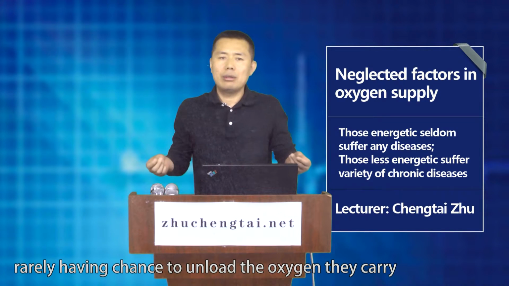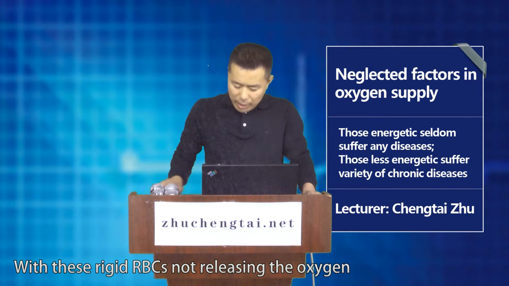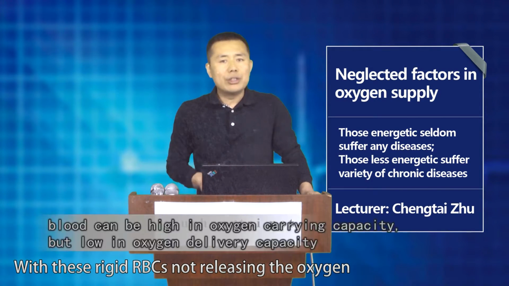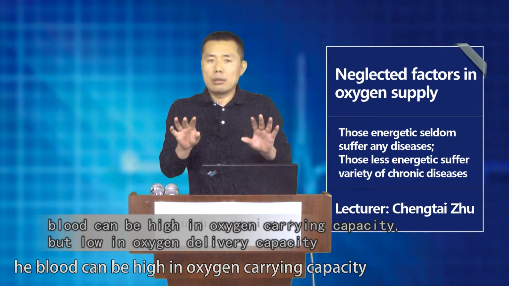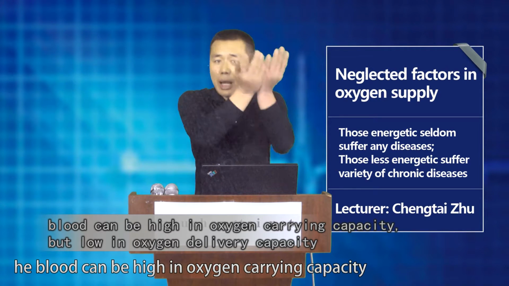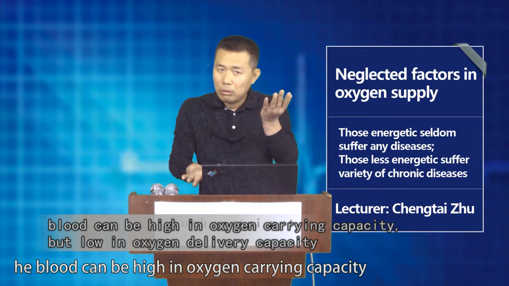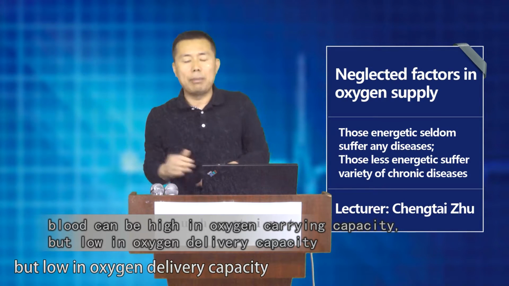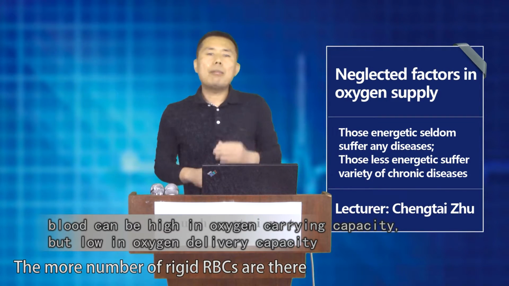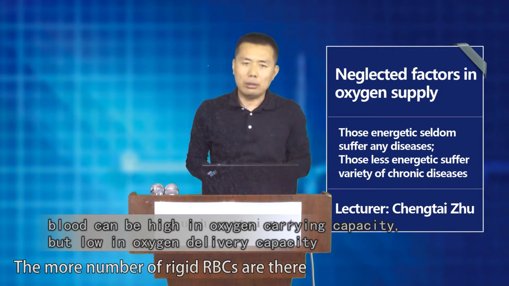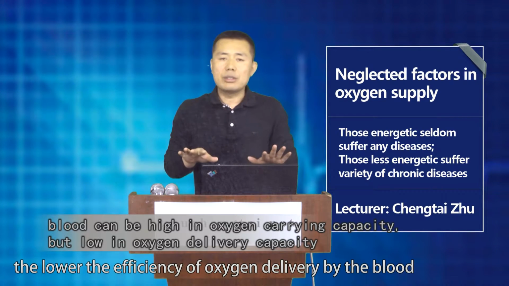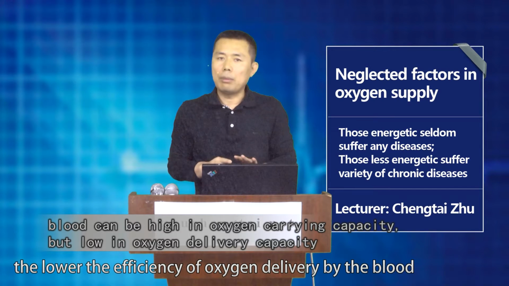oxygen they carry. With these rigid RBCs not releasing the oxygen, the blood can be high in oxygen carrying capacity, but low in oxygen delivery capacity. The more rigid RBCs there are, the lower the efficiency of oxygen delivery by the blood.